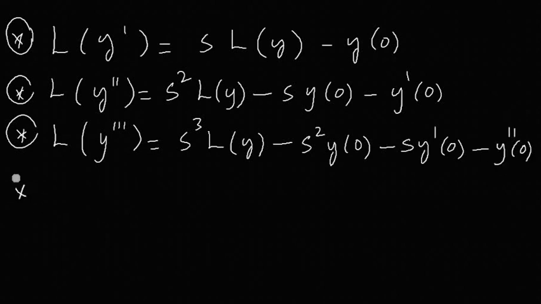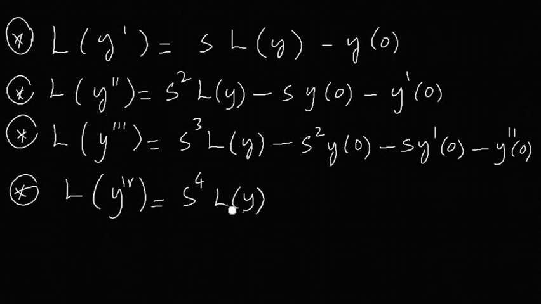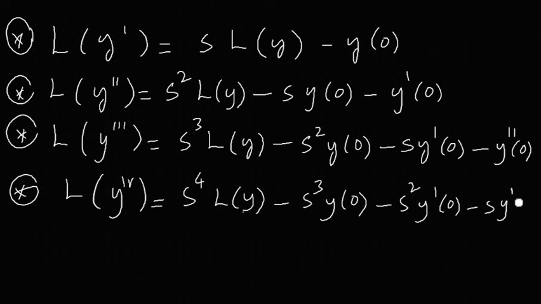I hope you will be able to tell now what will be L of y fourth derivative. That is equal to s to the power of 4, and L of y will be there. L of y will come only in the first position. So s cube will be there here. L disappears, y appears, and then differentiation starts for this y dash, y double dash, like that. If it is third derivative, the end will be second derivative. If it is second derivative, the end is first derivative. So it is s square into y dash of 0 minus s into y double dash of 0.